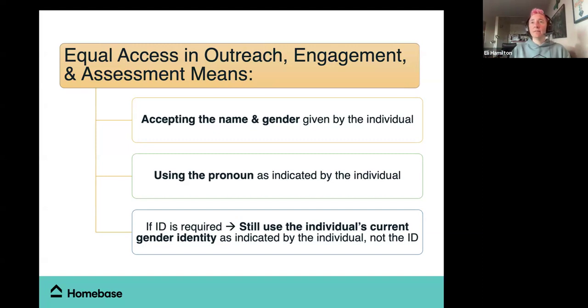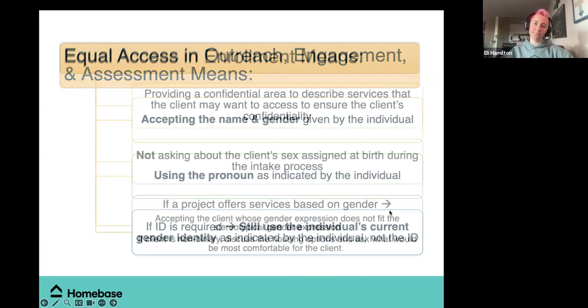Use the pronoun that they say they use. Practice is good for this. If someone uses a pronoun and that's not immediately the pronoun that pops into your head when you talk to them or see them, that doesn't make you a bad person, but it does mean that you should practice on your own time so that you can use the pronoun that they use. And even if you're taking ID as part of your intake process and you're seeing a gender marker on an ID or a birth certificate, you ignore that. You use the gender identity that they gave you when you were doing the intake questions.